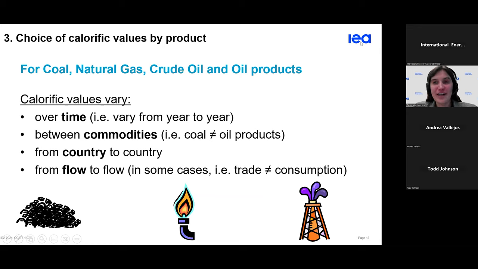I've already mentioned calorific values many times, but I really must emphasize that they're very important to the creation of energy balances. So not only is it important to have calorific values for a single year, but calorific values can vary over time between products, from country to country, and from flow to flow. So there can be a lot of work involved in collecting calorific values, but they are very important to good quality energy statistics. And the IEA does have a database specifically for calorific values that we use to track them across all these dimensions.